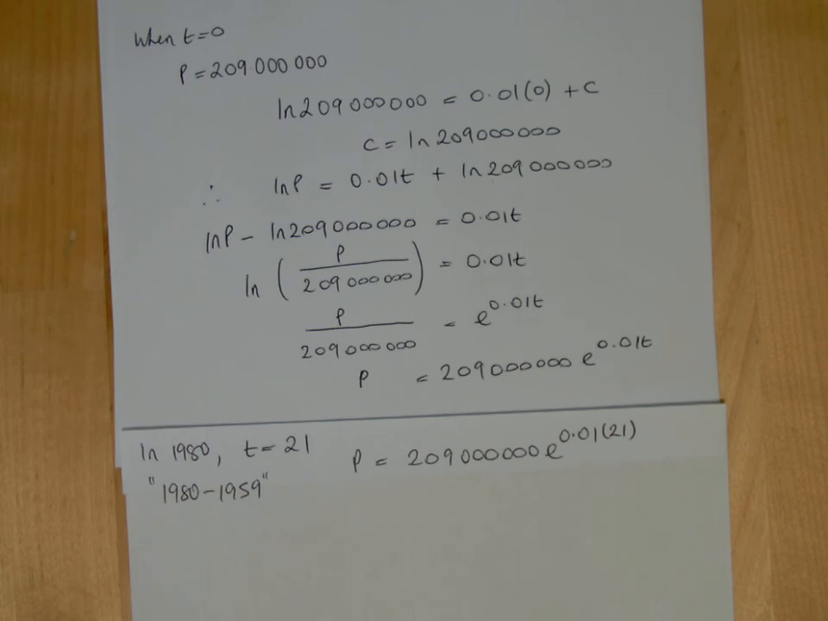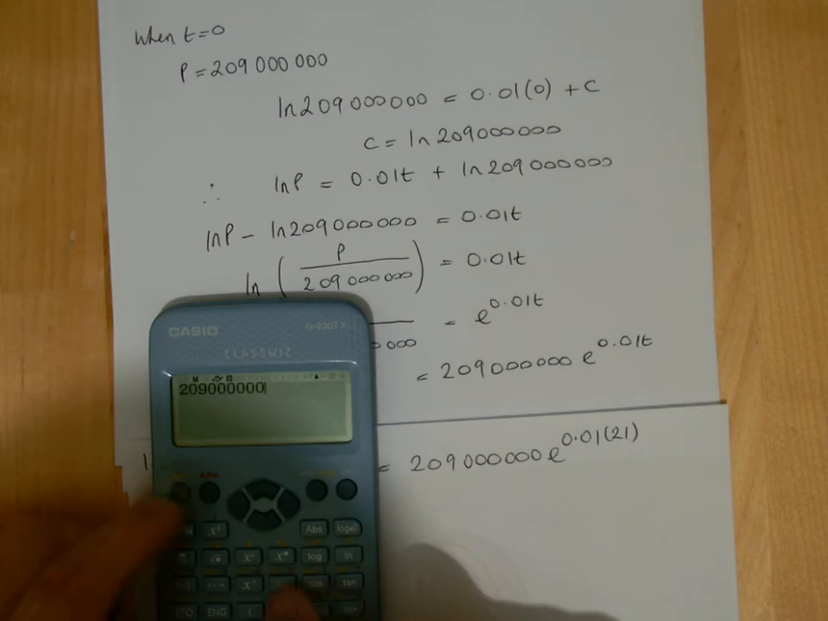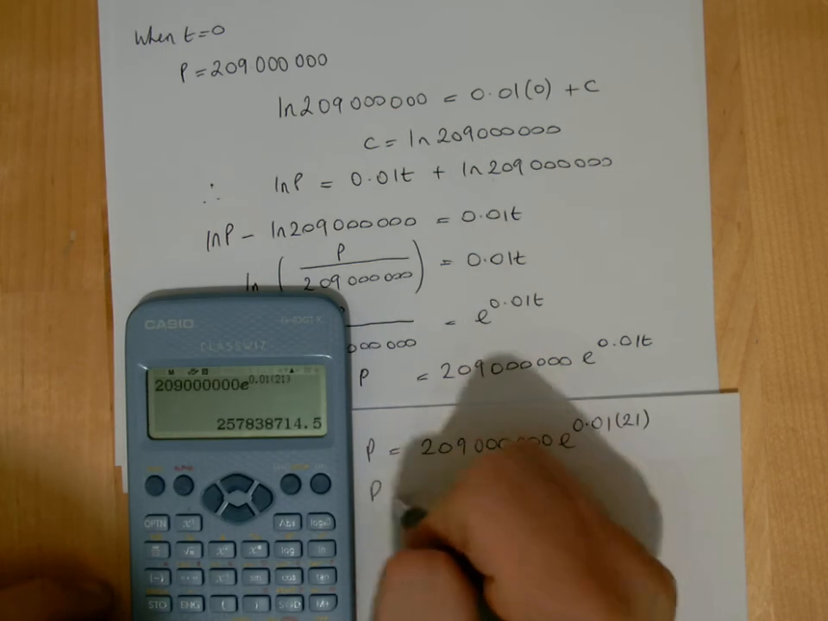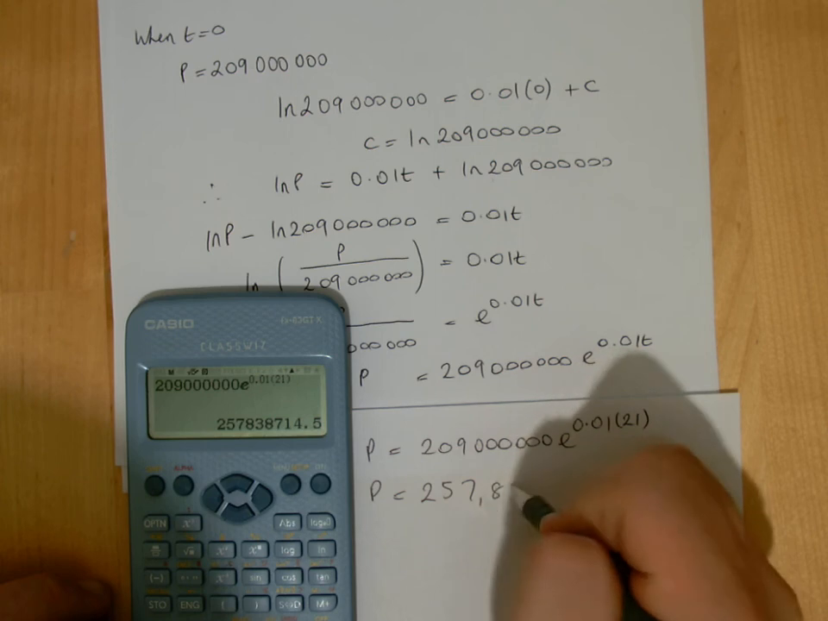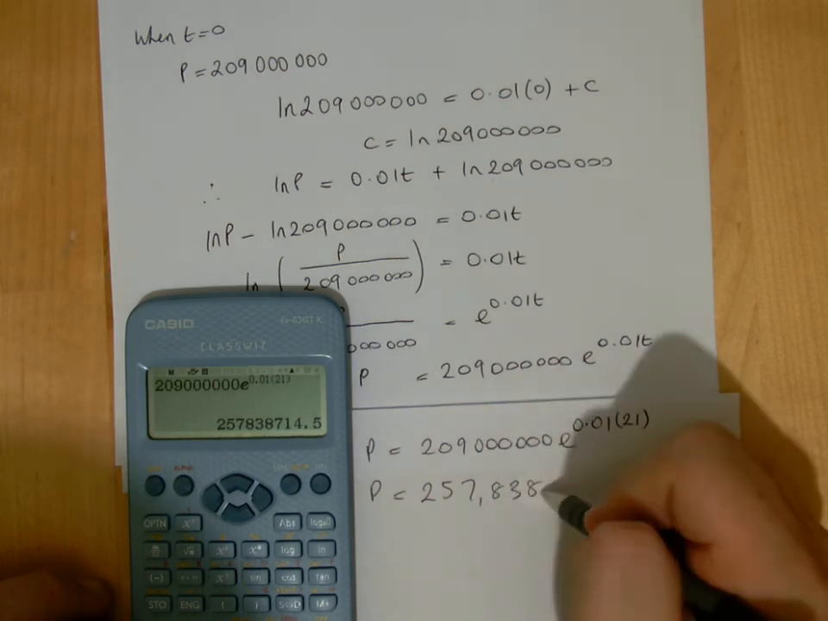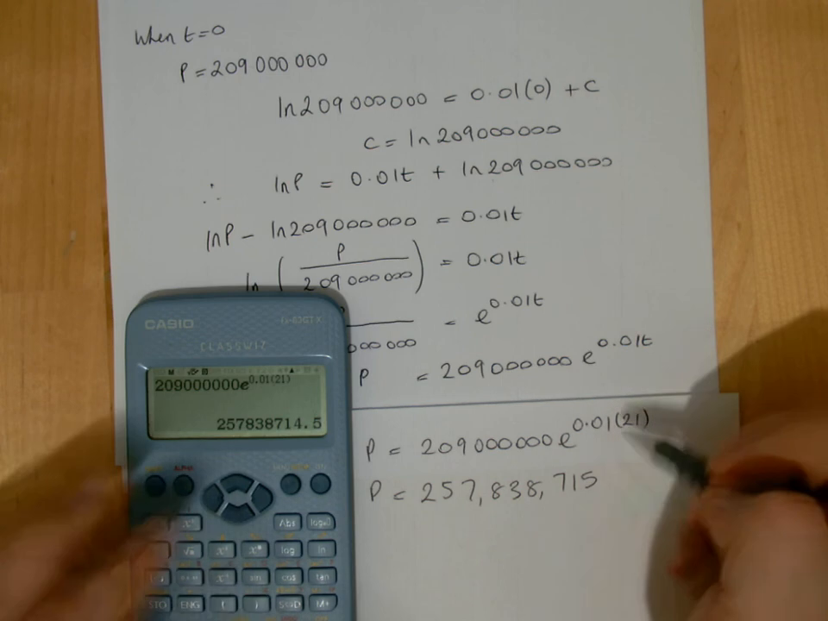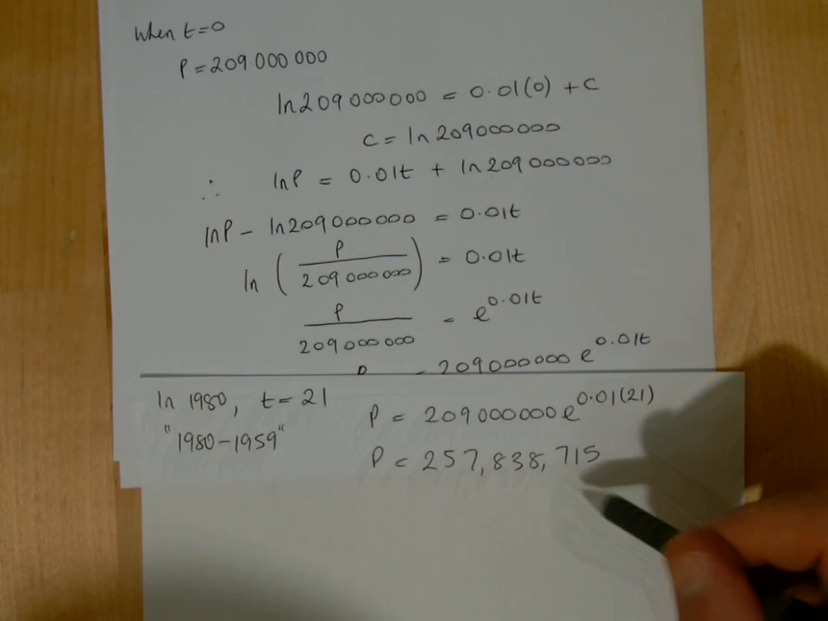Worth checking, maybe. So if I type that into my calculator, 209 million e to the 0.01 times 21. Okay, I get this here. So the population will be 257,838,714, or 15 if we round it. Clearly we can't have 0.5 of a person, so we can round it. So that would have been the population there.